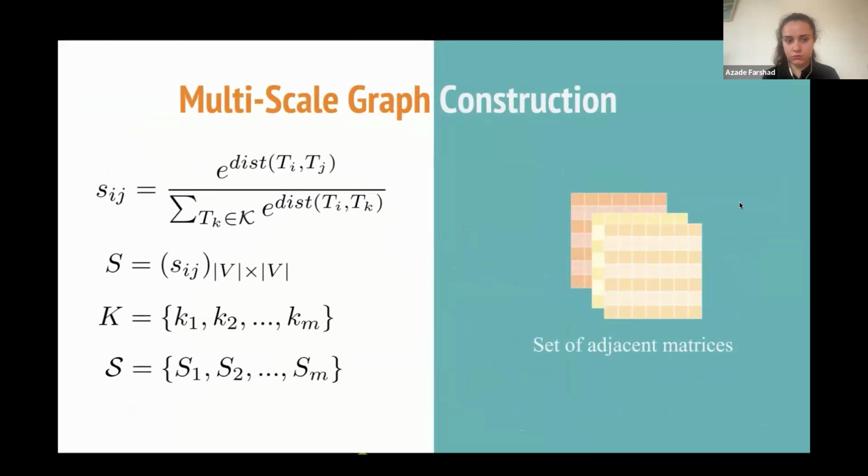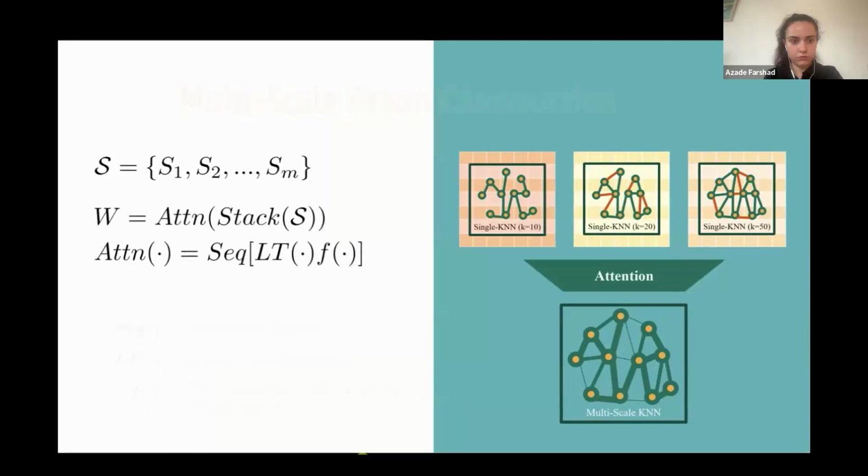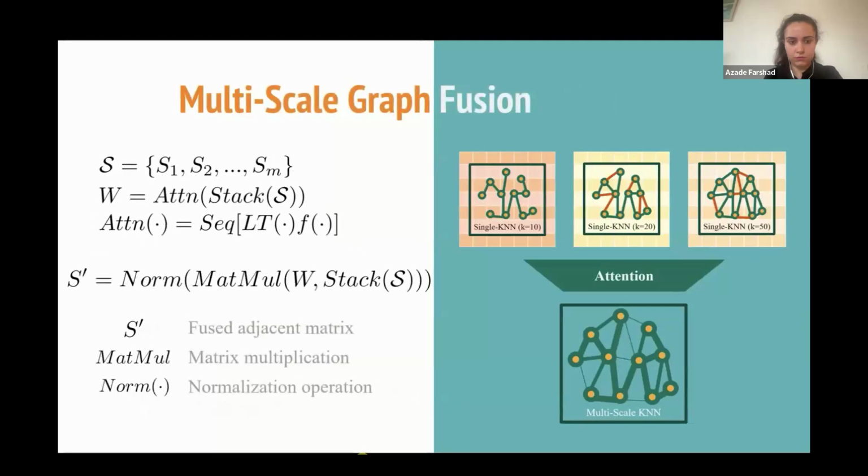To capture both global and local information, we compute multiple adjacency matrices based on different k values and then fuse them using an attention mechanism. For a set of k, we can have a set of weighted adjacency matrices in multiscale. These matrices are then stacked and passed through a sequence of learnable linear transformations to compute the attention weights W. The final fused adjacency matrix, S prime, is shown here. The fusion operation allows the model to leverage features dynamically across multiple scales, keeping the original information as much as possible.